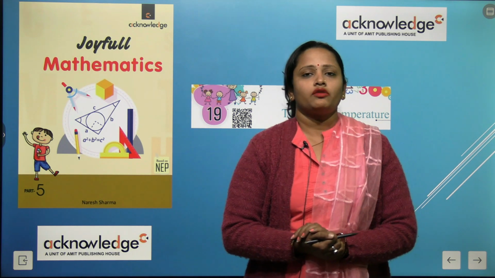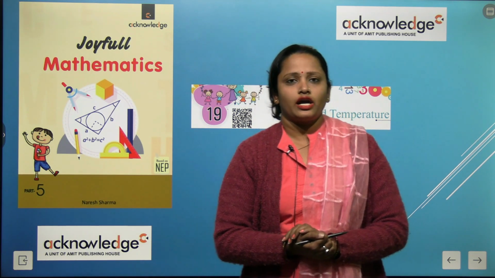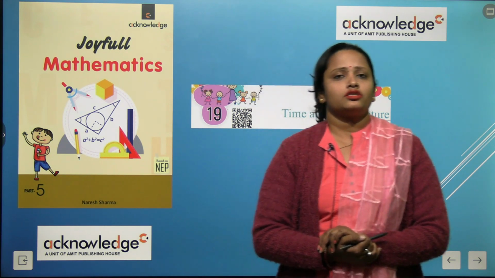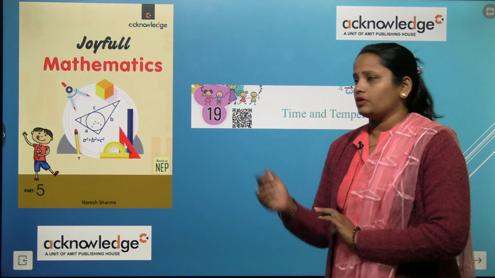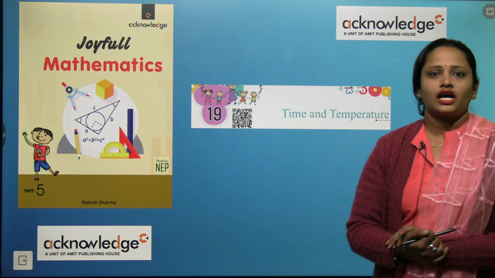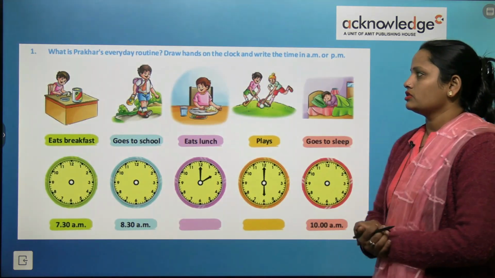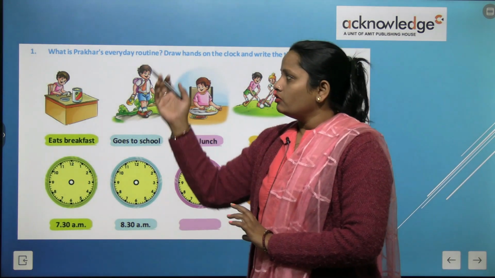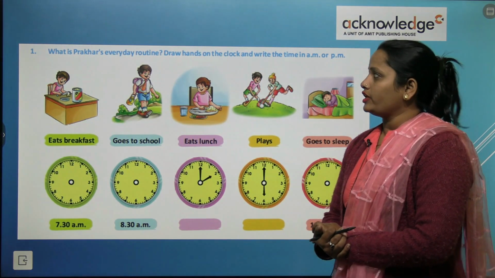Children, I am Vandana and we are doing Maths of class 5. This is a book, Joyfull Mathematics, and today we are going to do chapter number 19, and the name of the chapter is Time and Temperature. So here you can see different pictures are in front of you. What is Prakhar's everyday routine?